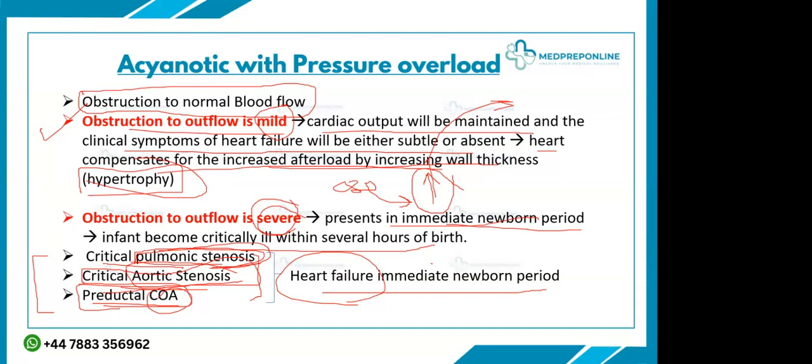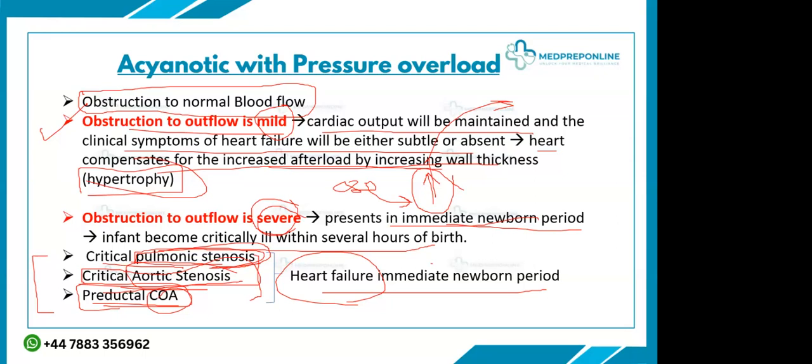Only the preductal variety of coarctation of aorta is going to present with heart failure. That will be in the newborn period. The postductal is going to present later in childhood or even in adolescence, and that will also be an incidental finding. And similar is the case of critical pulmonary stenosis. It's something different. Pulmonary stenosis has different varieties, which is different from these two.